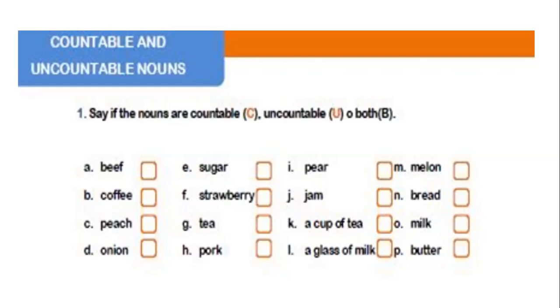Uncountable. Because I have to cut them into pieces and say one slice, two slices, three slices. Okay, milk. Countable or uncountable? Uncountable. Yes, you need to measure in glasses or let's say balloons. Okay, butter. Countable or uncountable? Uncountable. Yes, because you need to measure into pounds in order to count.